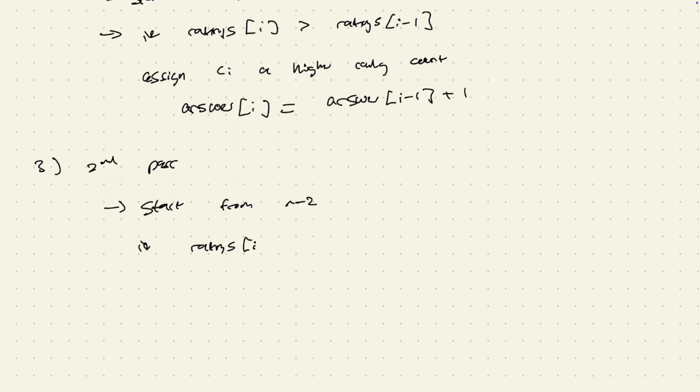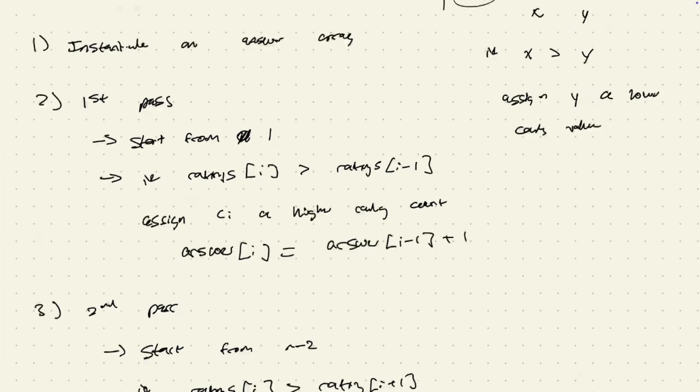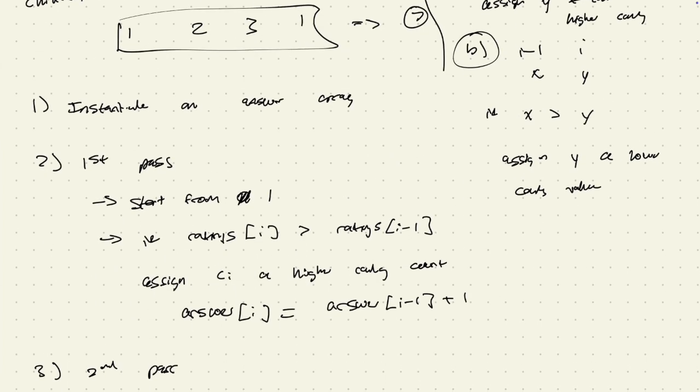If ratings I is greater than ratings I plus 1, we're gonna say answer I is equal to max of answer I and answer I plus 1 plus 1. Okay, hopefully that makes sense.